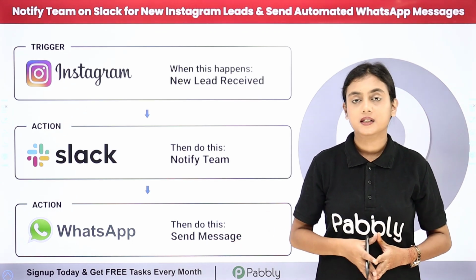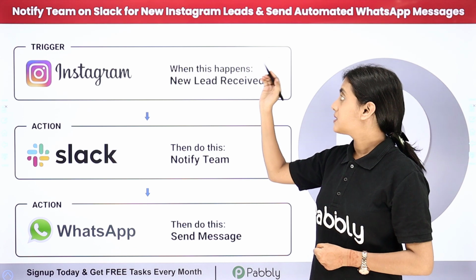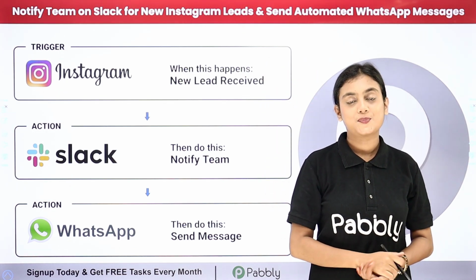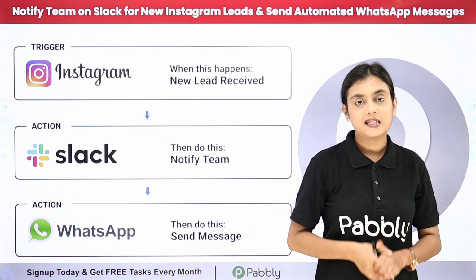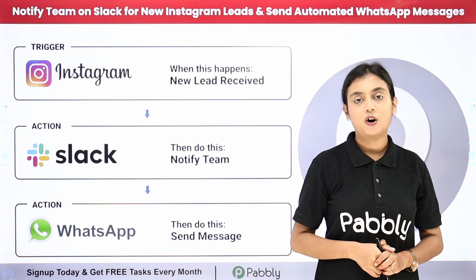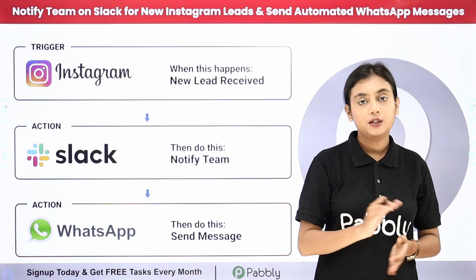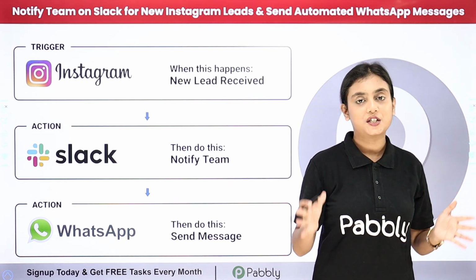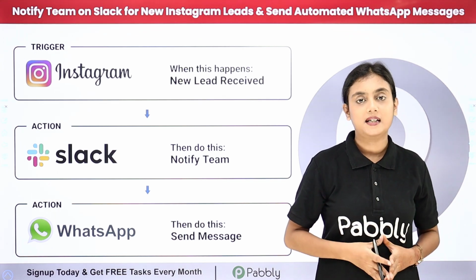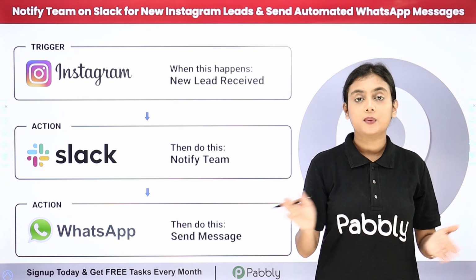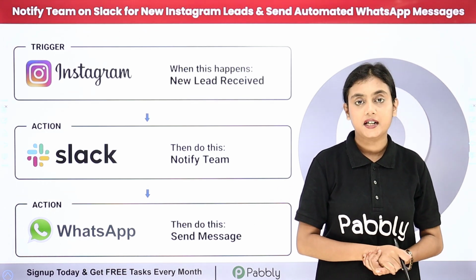In this video, we're going to learn how to notify team on Slack for new Instagram leads and send automated WhatsApp messages. So I am an owner of a business and I promote my business with the help of Instagram lead ads. Here what I want is that whenever a new lead is generated by any of my potential customers using Instagram lead ads, I want to notify my team of the new lead on the Slack channel that I've created.